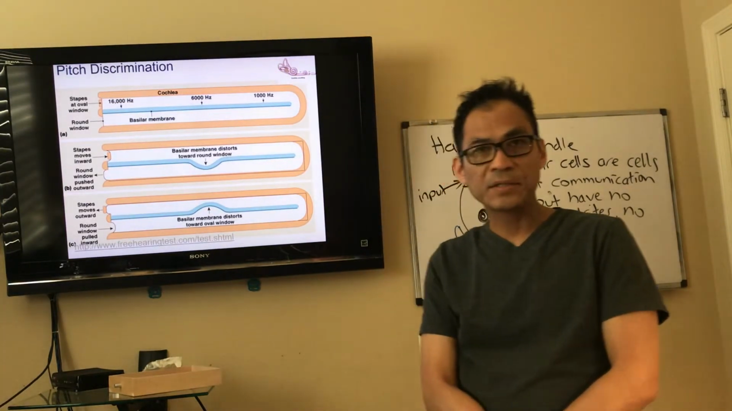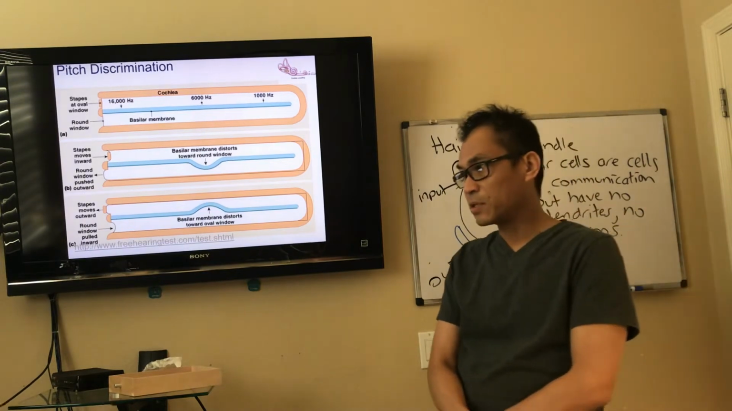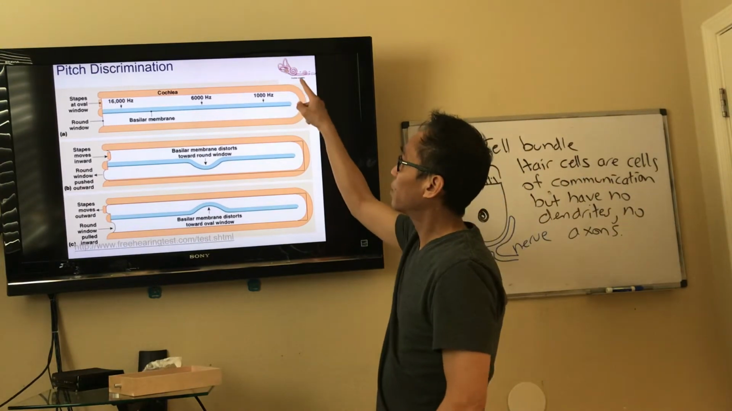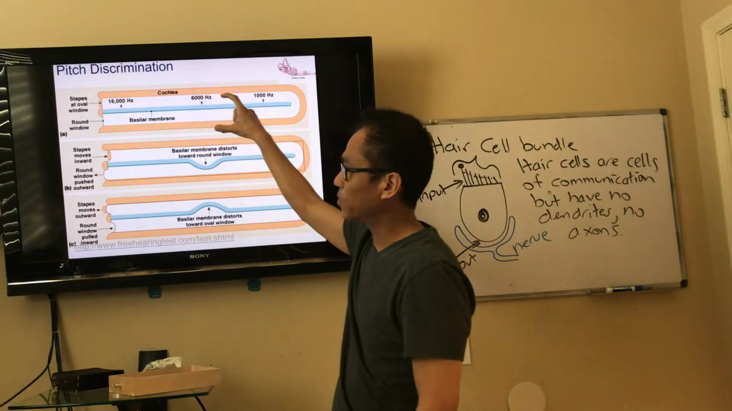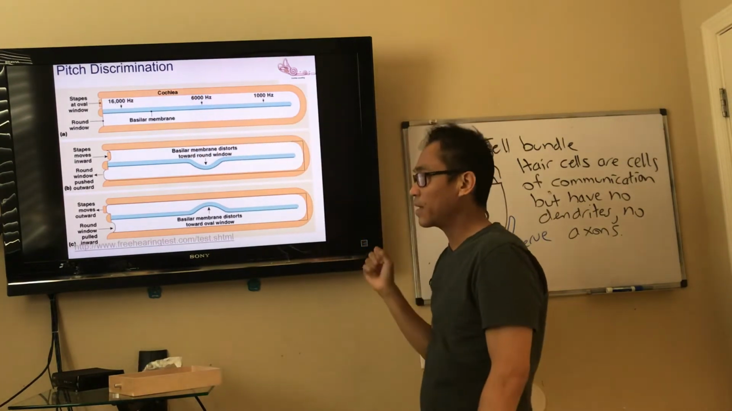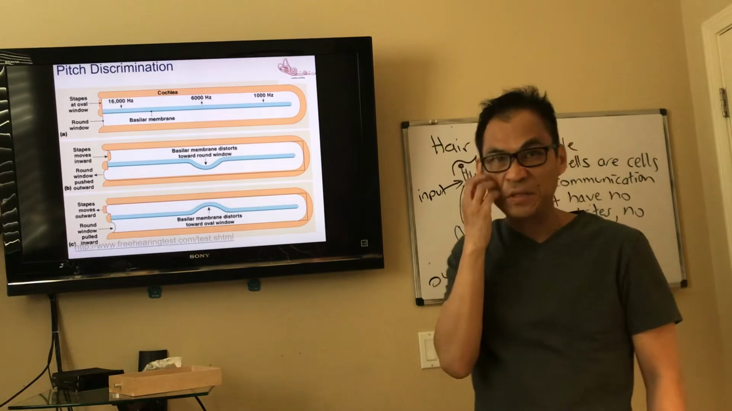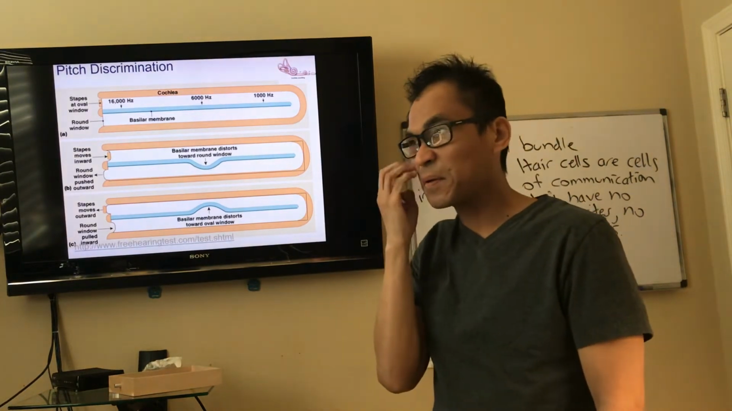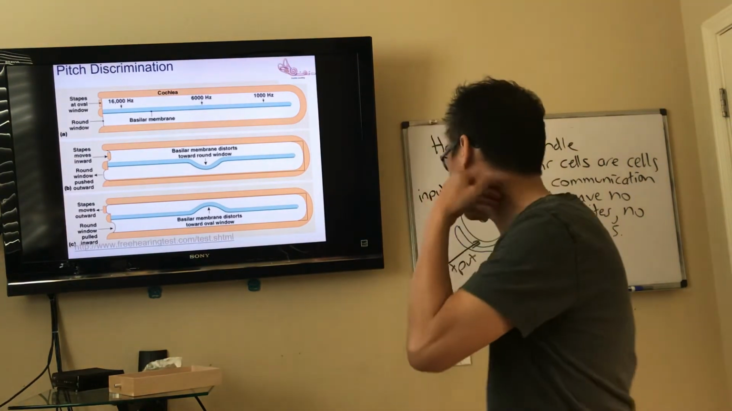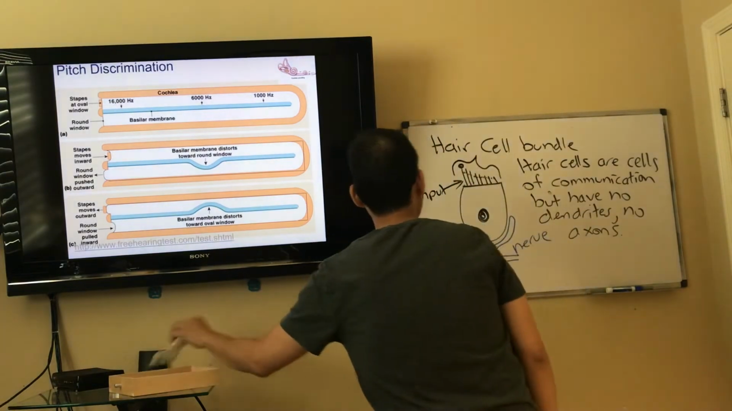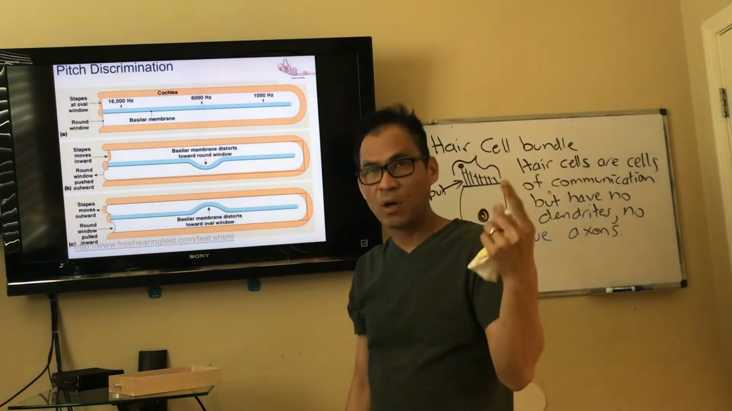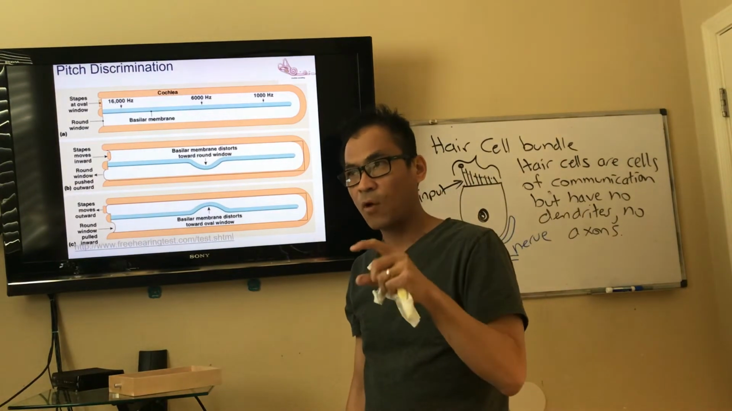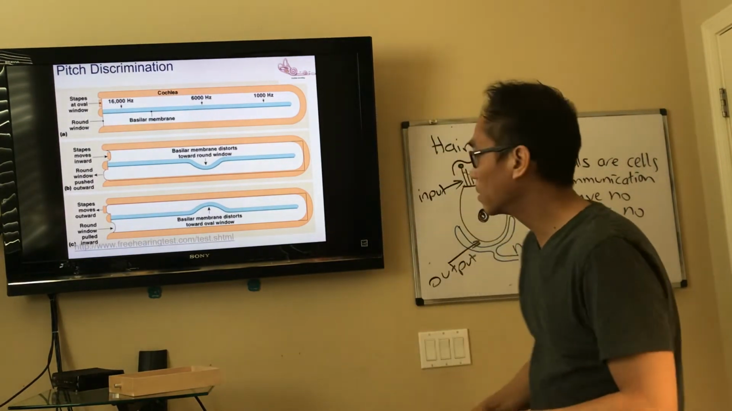The next topic is pitch discrimination. So this is still our cochlea, but it's unwound into a straight tube just so we can see how it's organized here. And the idea of pitch discrimination deals with how we distinguish high frequencies like treble versus mid versus low frequencies like bass.